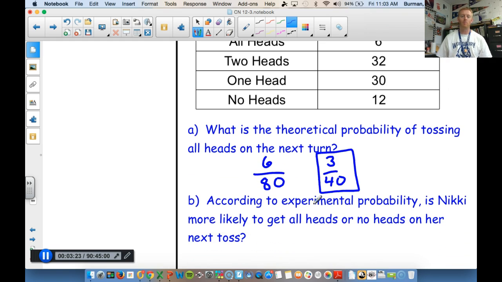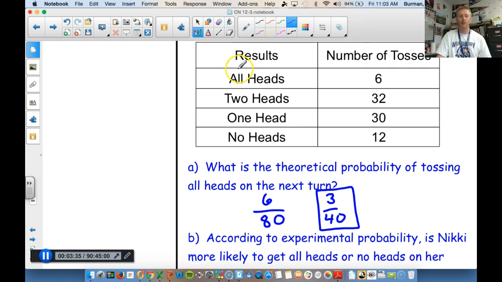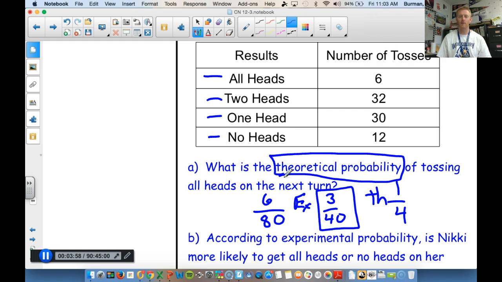Now question B says according to the, oh, I did that one wrong, folks. That's the experimental probability. We need to go back and do the theory. Now if you look in theoretical worlds here, we have 1, 2, 3, 4 choices, right? So the 4 choices, there's a 1 in 4 choice that we're going to get the probability of being all heads. So this is the experimental, this is theoretical. So what should have happened is we should have had 1/4.